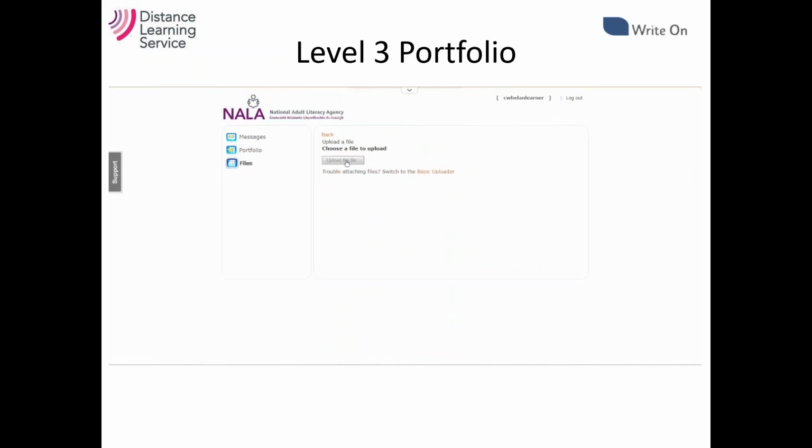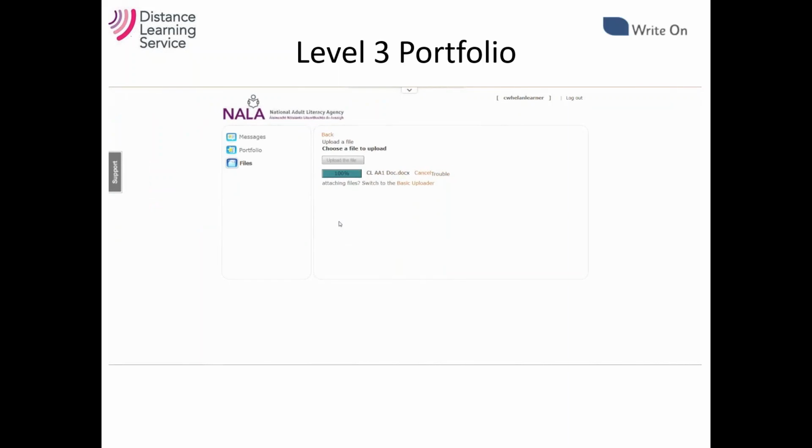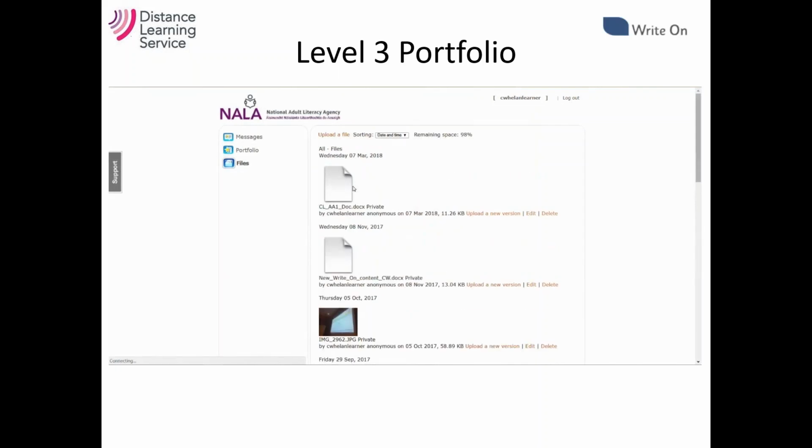So you click on Upload a File, and when you click on that, you can browse through your desktop or documents to wherever that Word document is. Make sure it's named correctly as indicated in the portfolio assignment, and then click on Open, and that will upload the file. You can also put in a short description if you wish. And then save the changes. And now we can see that my file is there.